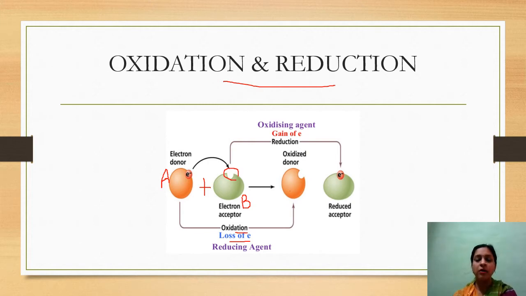so because it is accepting the electron, it becomes the reduced acceptor. This species is reduced. And this one, because it is donating its electron, becomes the oxidized donor. Okay, children? Or in other words, the species which donates its electron is known as the reducing agent, and the species which gains electron is known as the oxidizing agent. Okay? Clear, children?